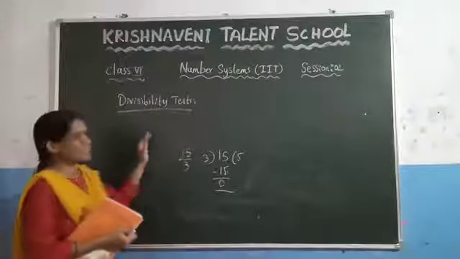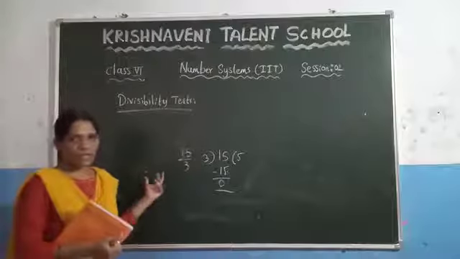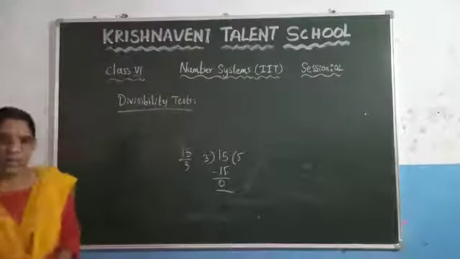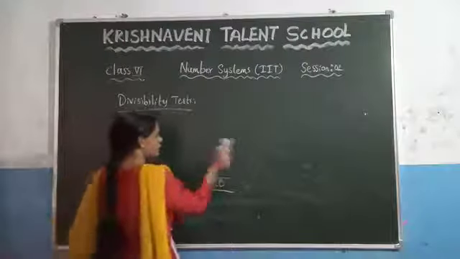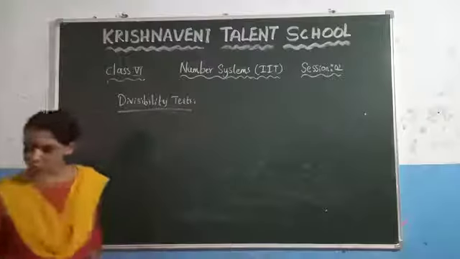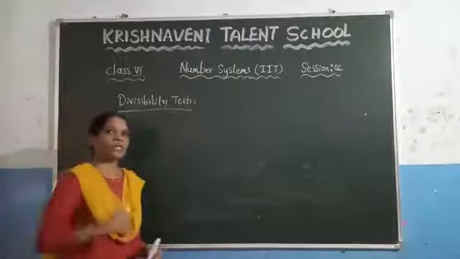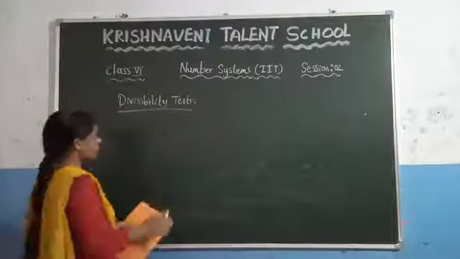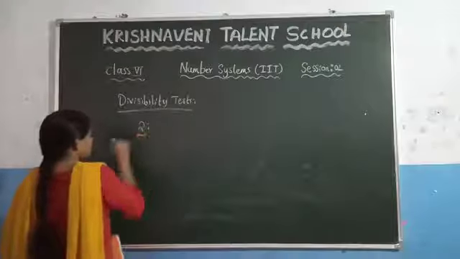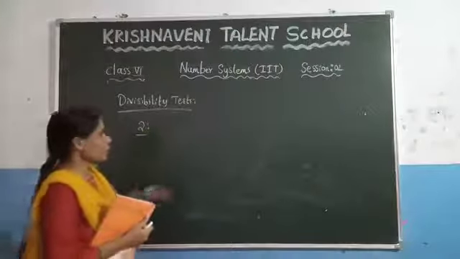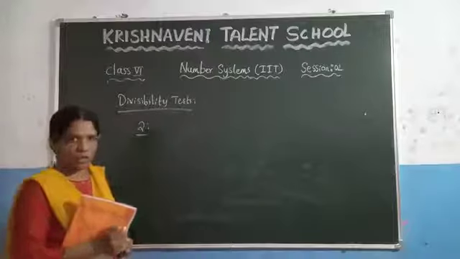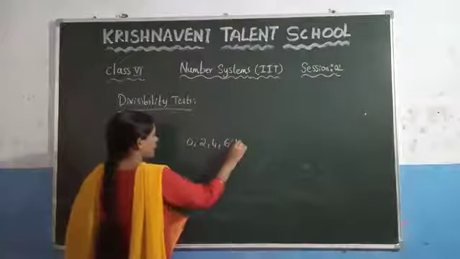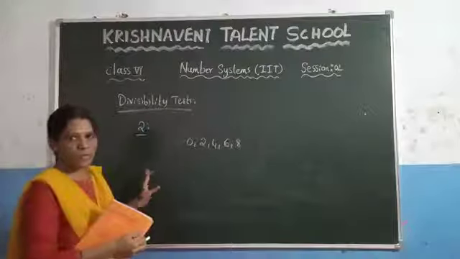But based on the divisibility rules, if you see a number, you can directly say whether that number is divisible by the given number or not without doing the actual division. That we call the divisibility test. In that we are going to discuss the divisibility rules for 2, 3 and up to 15 now. What is the divisibility rule for 2? It states that if the unit digit of a number is any of 0, 2, 4, 6, 8, then we can say that number is divisible by 2.